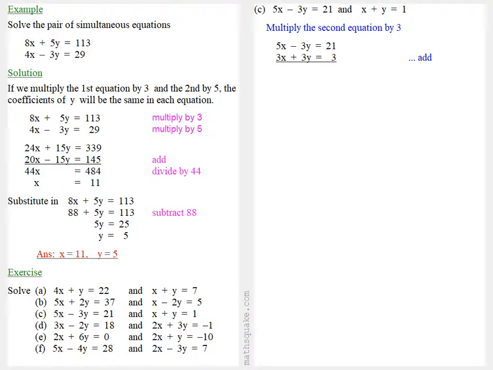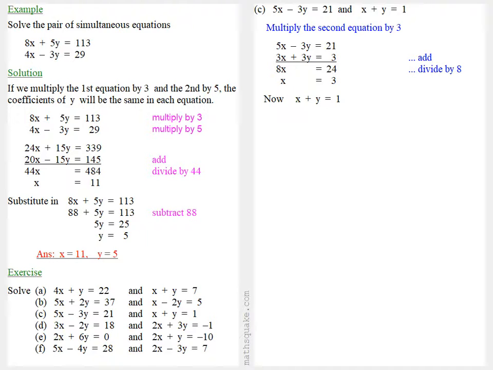Now if we add them together, 5x plus 3x is 8x, minus 3y plus 3y disappears, and 21 plus 3 is 24. So that gives us 8x equals 24. If we divide by 8, that gives us x equals 3.